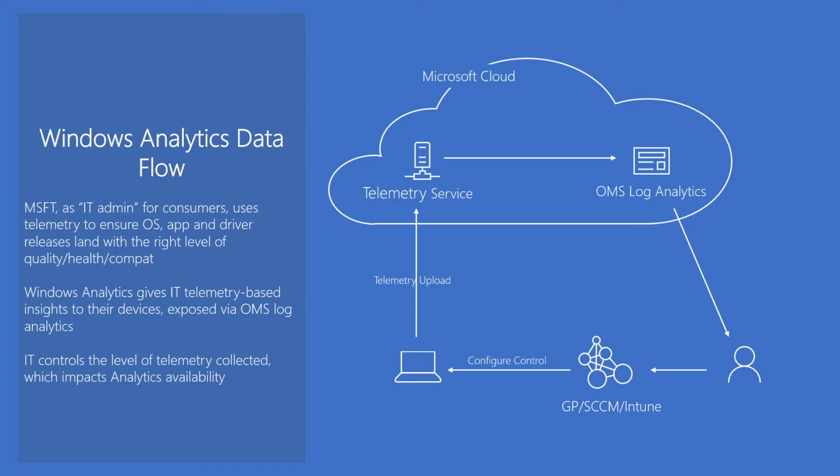Before we go into the demo, let's look at the high-level data flow in Windows Analytics. It all starts with the IT admin, who has complete control of what the telemetry flow looks like. He sets his telemetry level, and once it is set, data starts flowing to the Microsoft Cloud. From there, it goes into our OMS log analytics backend, and from there, the visualizations that empower Windows Analytics are built. So this is the high-level workflow, and now let's quickly switch into our demo.